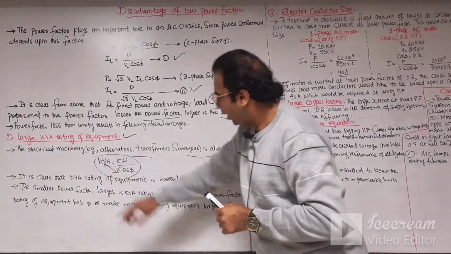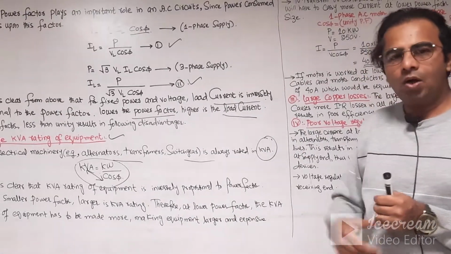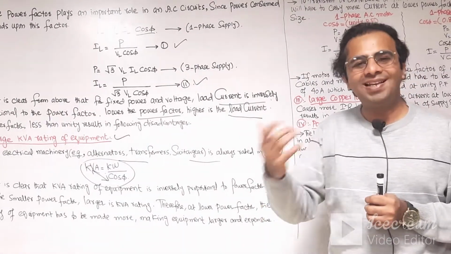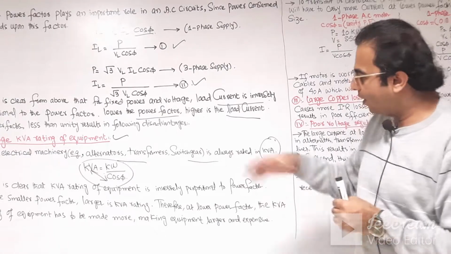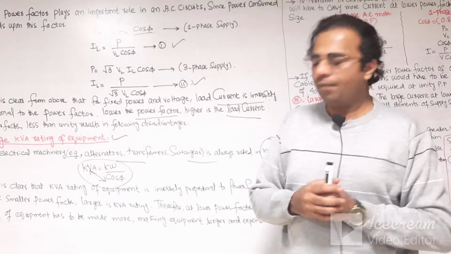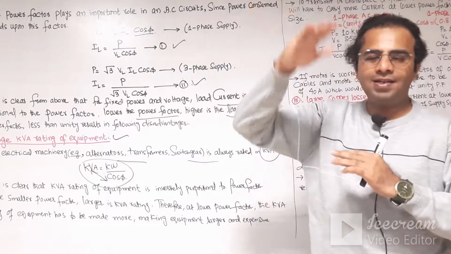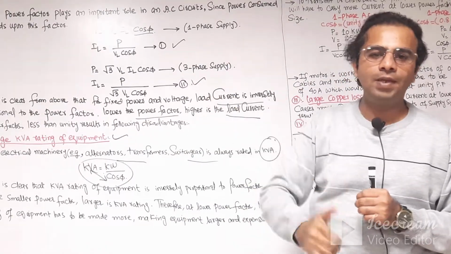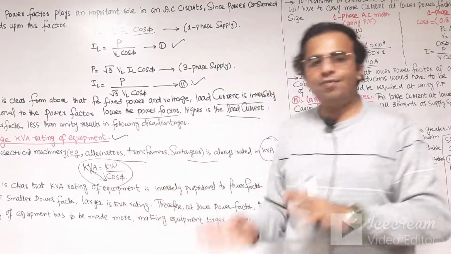So at the lower power factor, when the apparent power is greater, the size of the equipment will be bulky and its cost will be very expensive. So it's our main motive to make the power factor higher. When the power factor is higher, the equipment size will be small, and if the size is small, obviously the cost will be low. So the first disadvantage is the large kVA rating of the equipment.